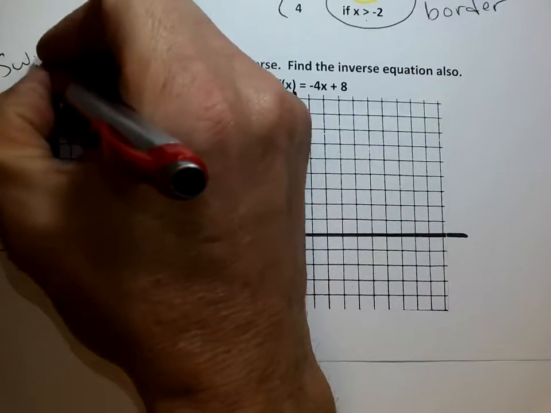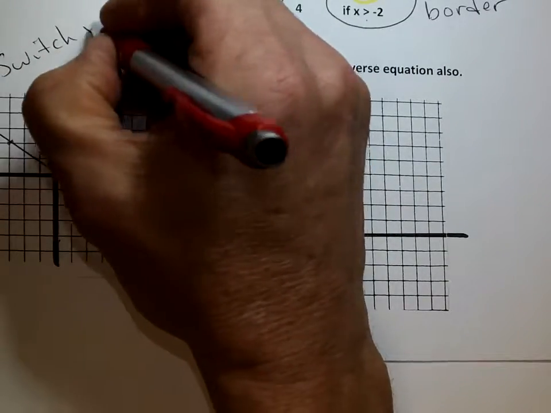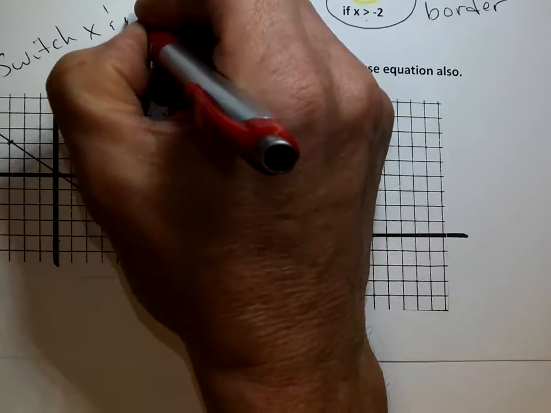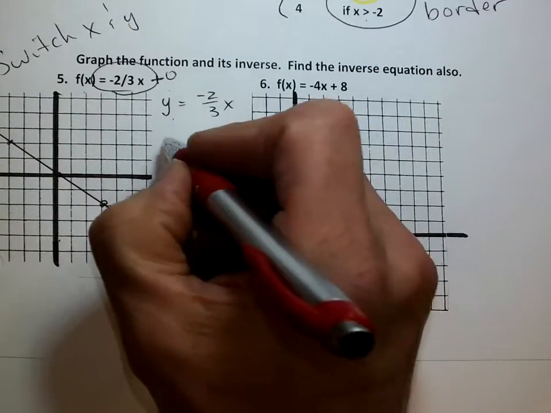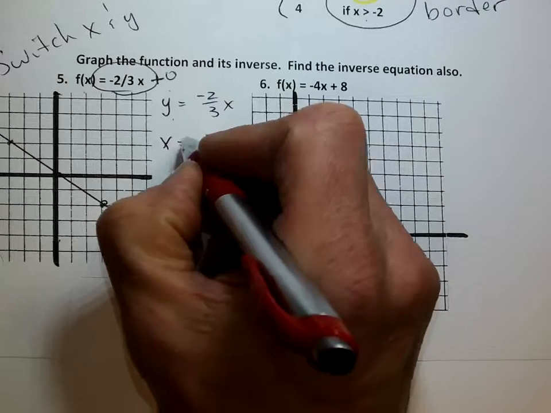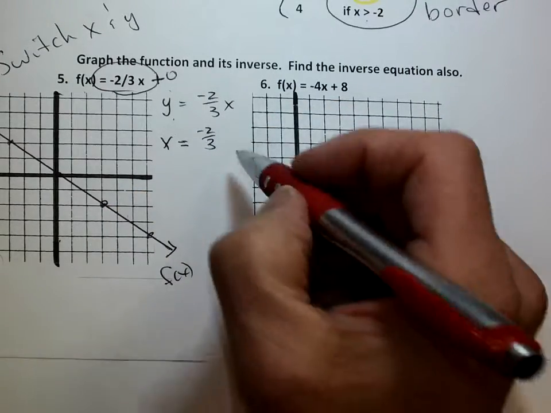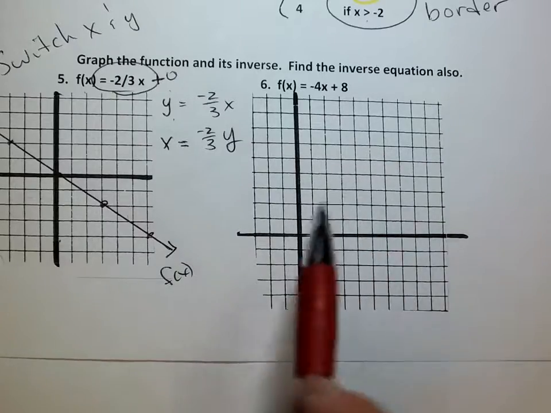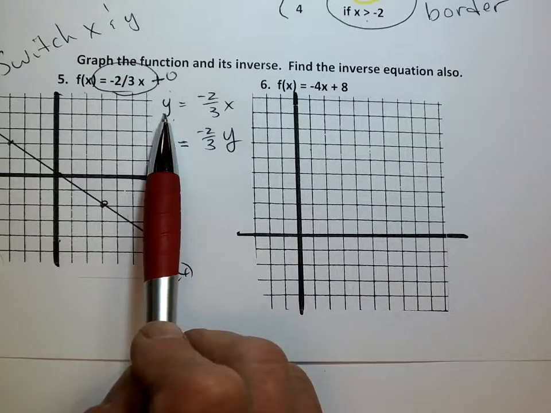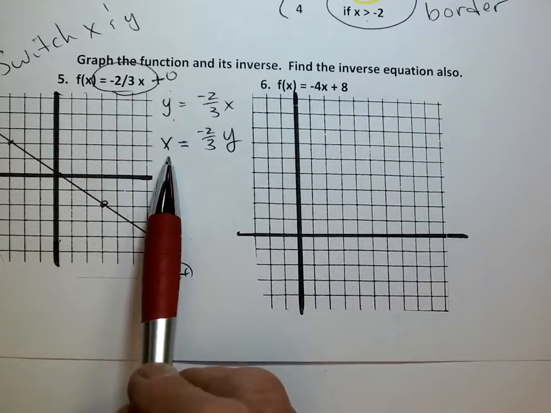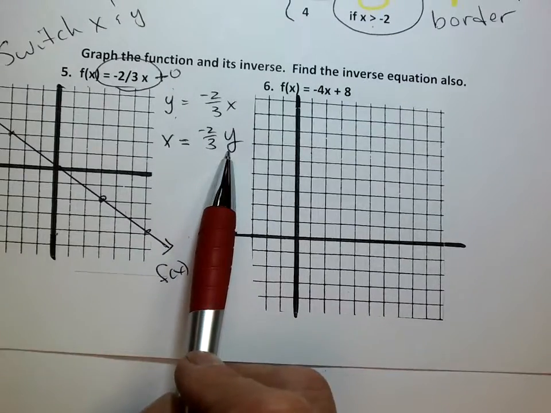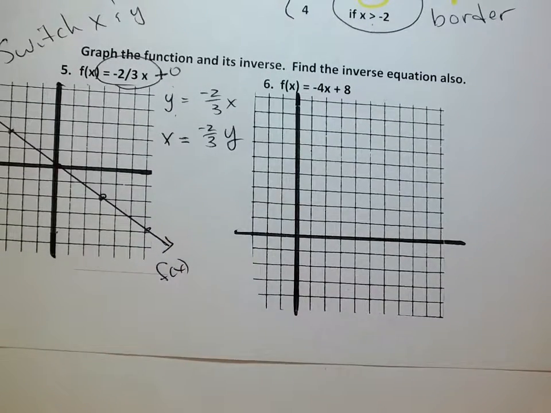So switch x and y. So instead of y, I'm going to write x equals negative 2/3, and instead of x, I'm going to write y, okay? So all I did is I switched my x and my y. Instead of y, I wrote x, and instead of x, I wrote y. Now I solve, okay? Now solving this is a little tricky, but I think we can do it.